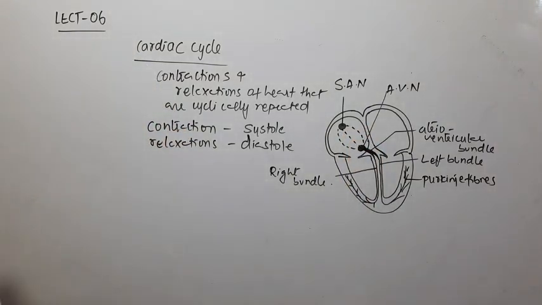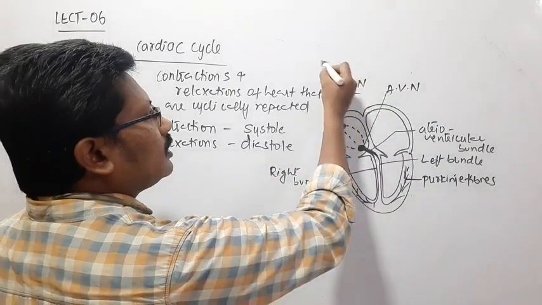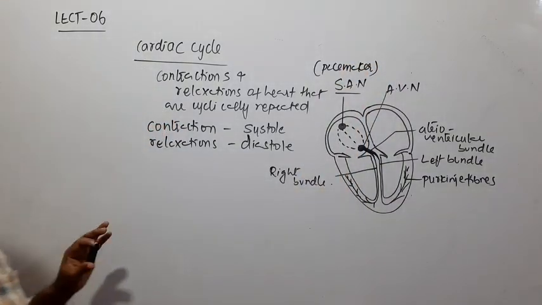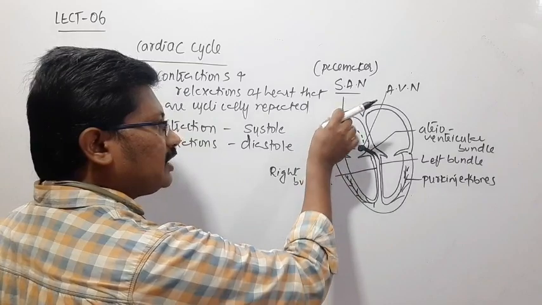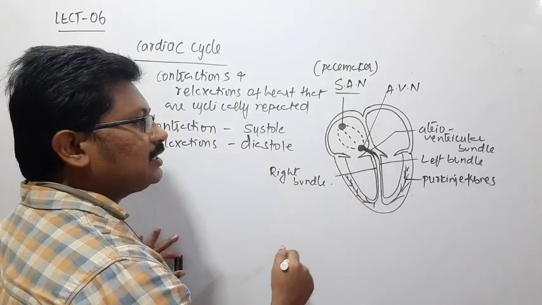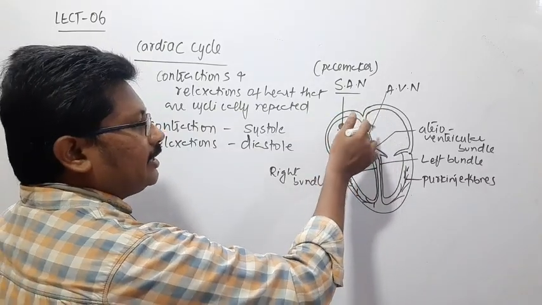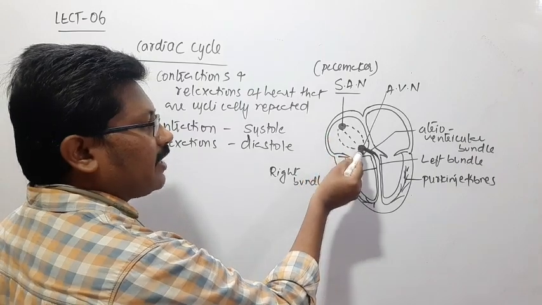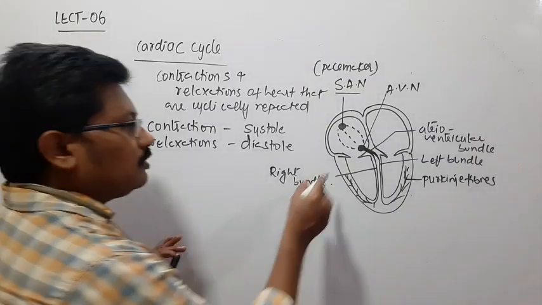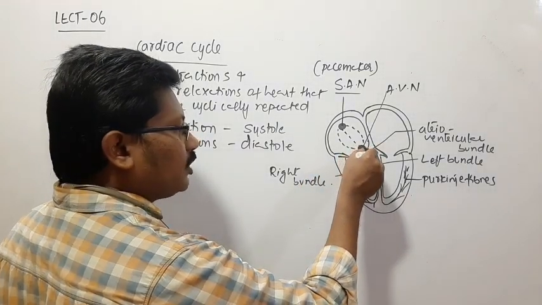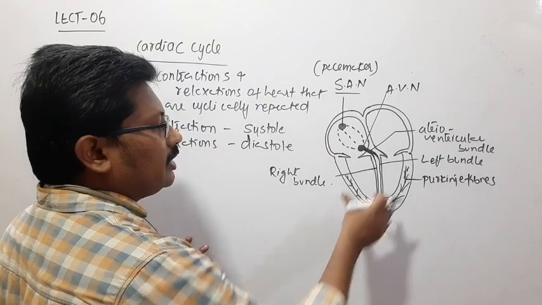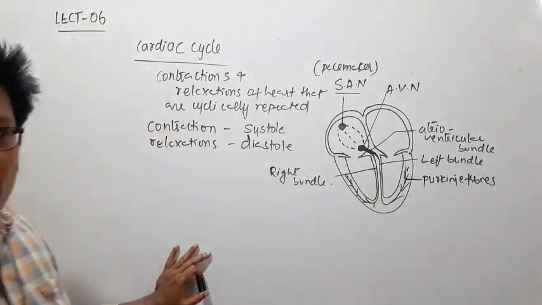Okay, so we'll see, as I told, that the SAN node is the pacemaker, and it is the point from where the action potentials generate. Those action potentials will spread all through the walls of the auricles, which results in the contraction, and then the action potentials finally reach the atrioventricular node. From the atrioventricular node, the action potential passes through the left and right bundles and then to the Purkinje fibers, and this results in the contraction of the ventricles.